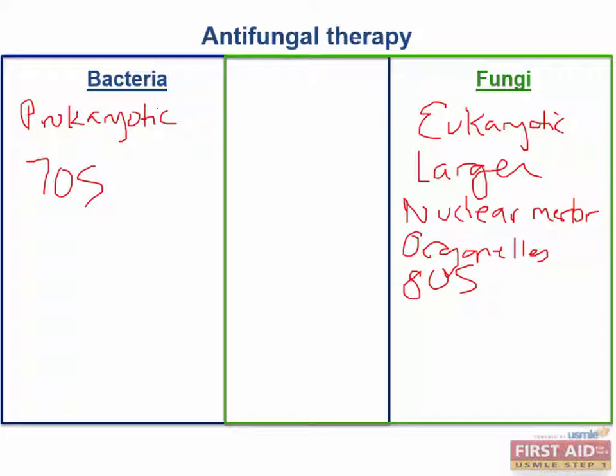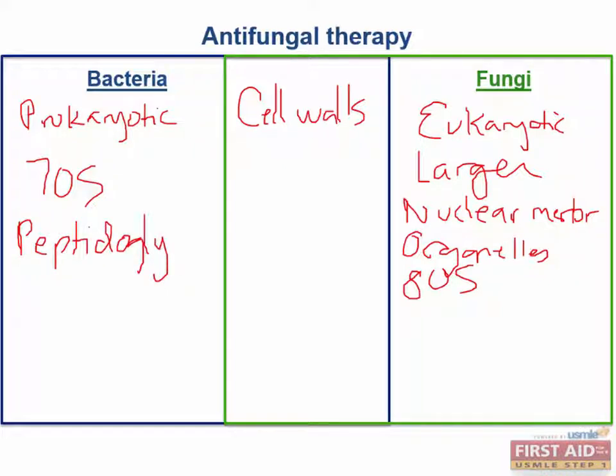Now, what are some things that fungi and bacteria have in common? Well, for starters, they both have cell walls. Now, do you remember what the cell walls are composed of in bacteria? That is peptidoglycan. Very good. Now, the fungal cell wall includes chitin, glucans, and mannans. Very good. Now, I want you to keep this in mind as we continue to talk about the antifungals.